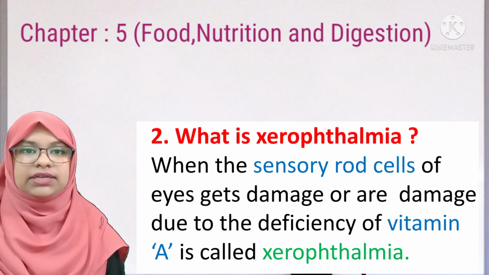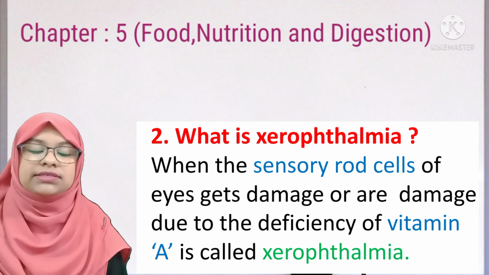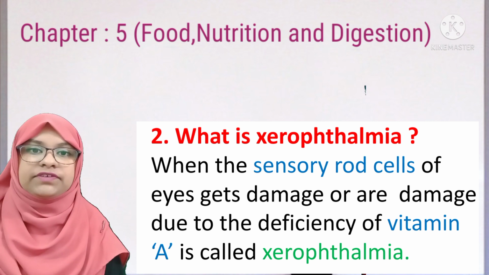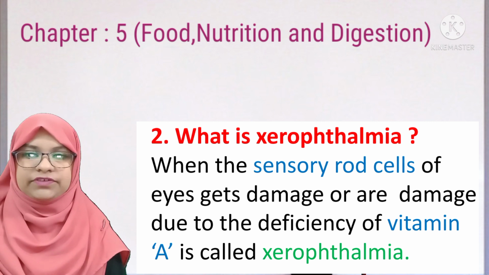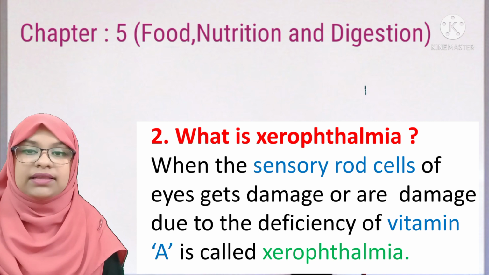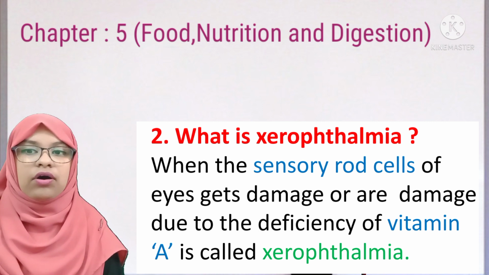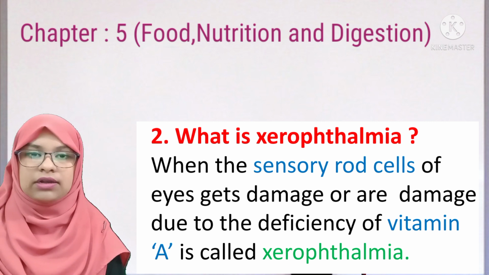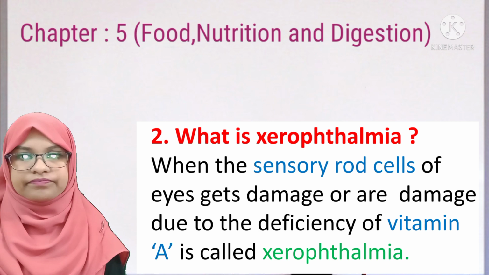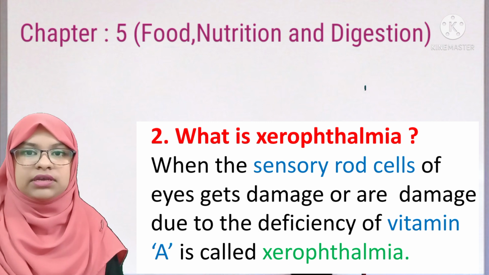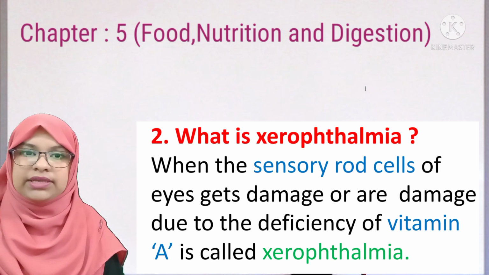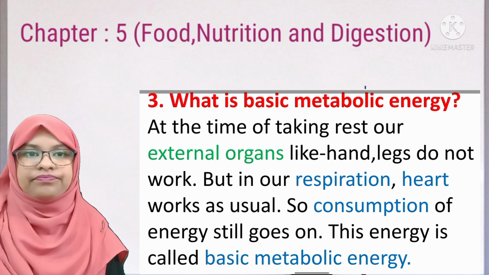Our second question is, what is xerophthalmia? Xerophthalmia is a vitamin A deficiency disease. When the sensory rod cells of the eyes are damaged due to the deficiency of vitamin A, it is called xerophthalmia. Okay, xerophthalmia is related to night blindness.